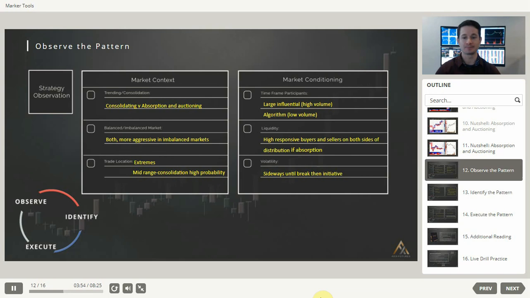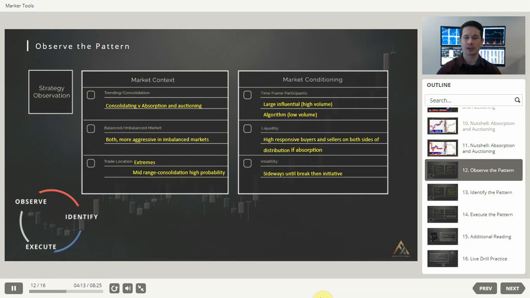Now, let's start off with observing the pattern. Note the 2 subsections to observing the pattern. First is market context and market conditioning. When we start off with market context, we talk about whether the market's trending or consolidating.